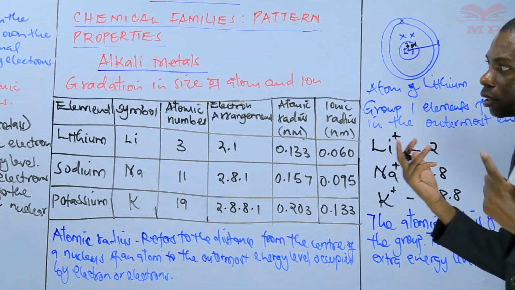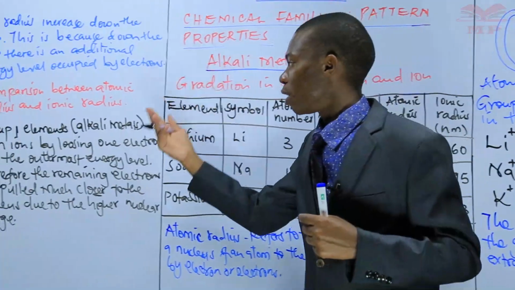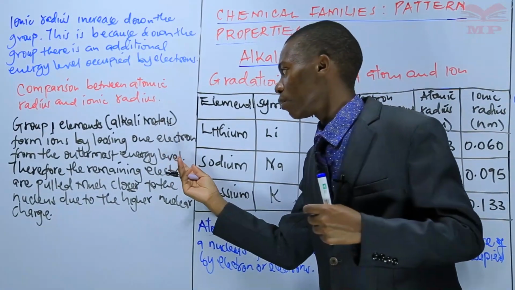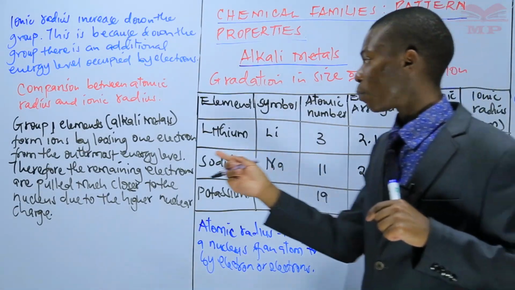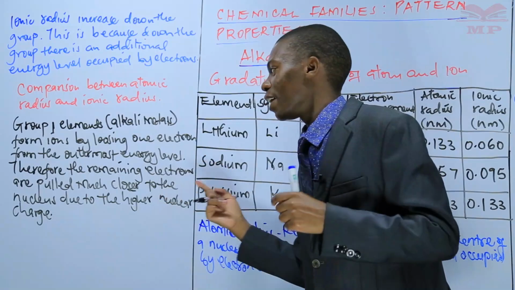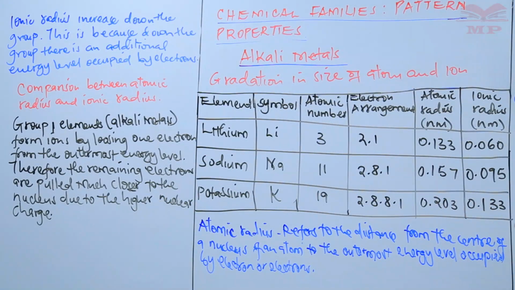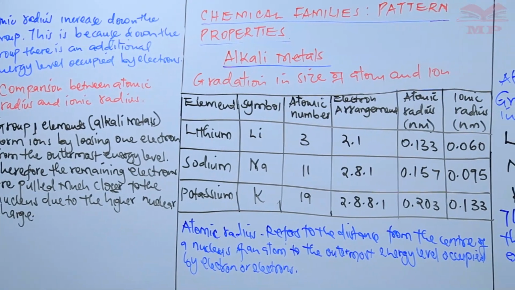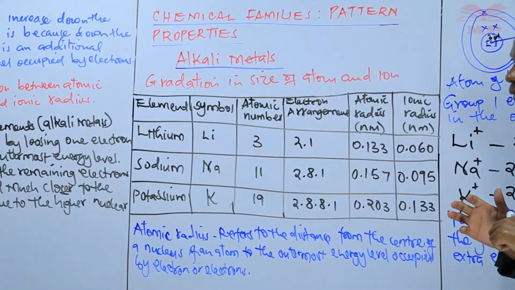And that's why we are saying that group 1 elements form ions by losing 1 electron from the outermost energy level, and therefore the remaining electrons after ion formation are pulled much closer due to the higher nuclear charge at the nucleus. So this higher nuclear charge is why the ionic radius for group 1 elements will always be lower than the atomic radius.